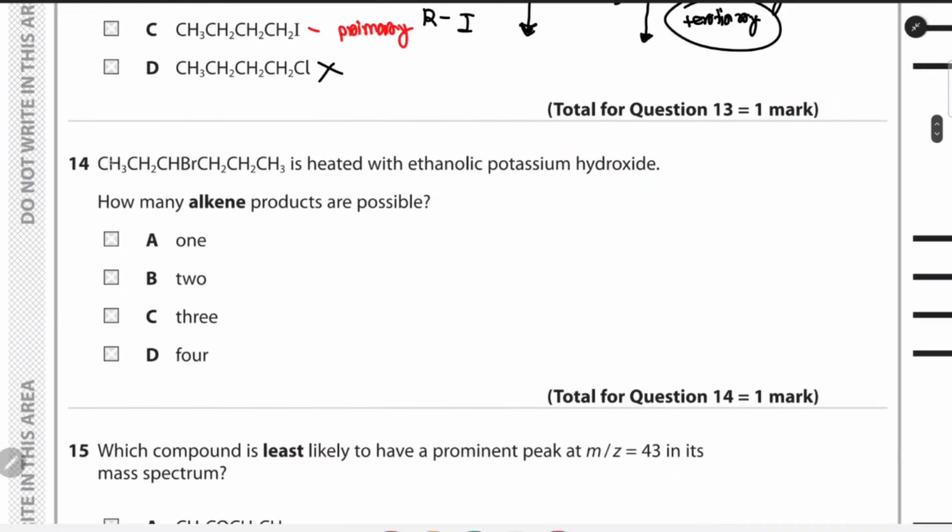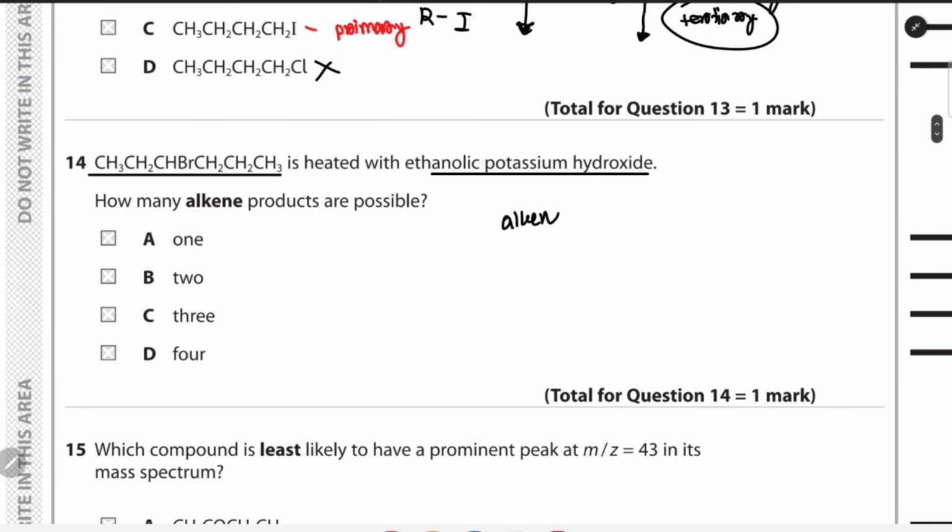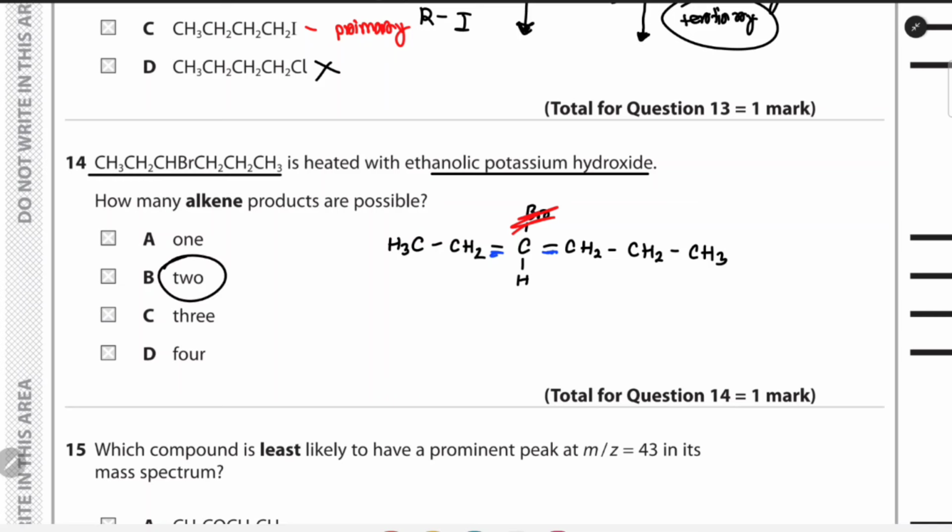Now in question 14, we have this bromoalkane over here, which is heated in ethanolic potassium hydroxide. We know that if we heat a halogenoalkane in ethanolic KOH, we get an alkene. It undergoes an elimination reaction and we get an alkene. If we remove this bromine, the double bond may form over here or here. So we might be tempted to give 2 over here, but we have to keep in mind that geometric isomerism will occur over here.